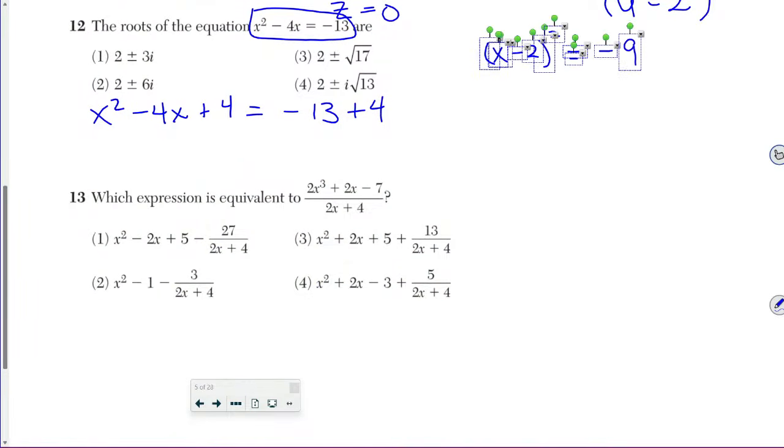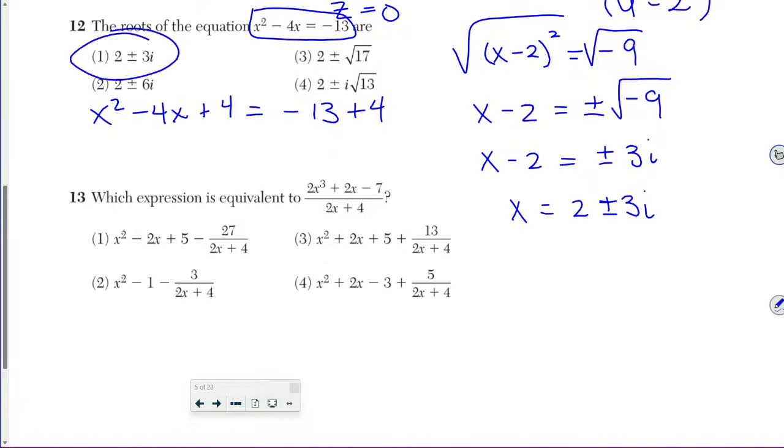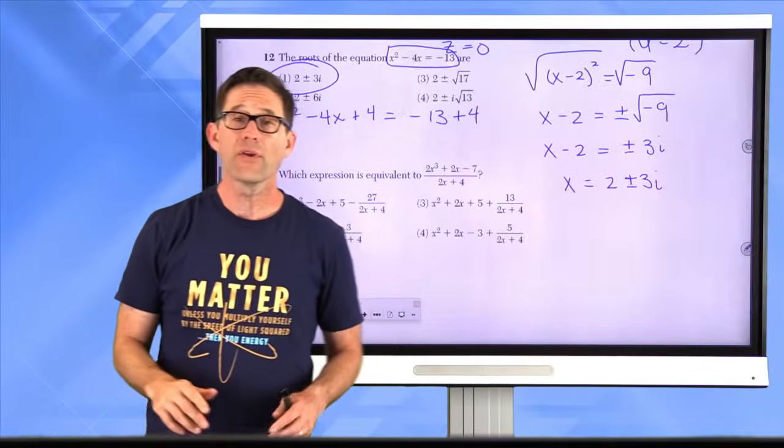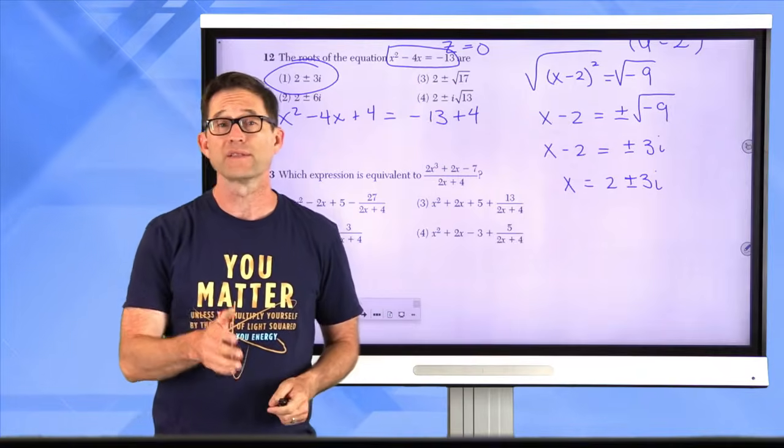So I can now take the square root of both sides. That's going to give me a plus or minus. x minus 2 is plus or minus the square root of negative 9. That's where that i is going to come in. I'm going to get x minus 2 is equal to plus or minus 3i. So x will be 2 plus or minus 3i. Choice 1.